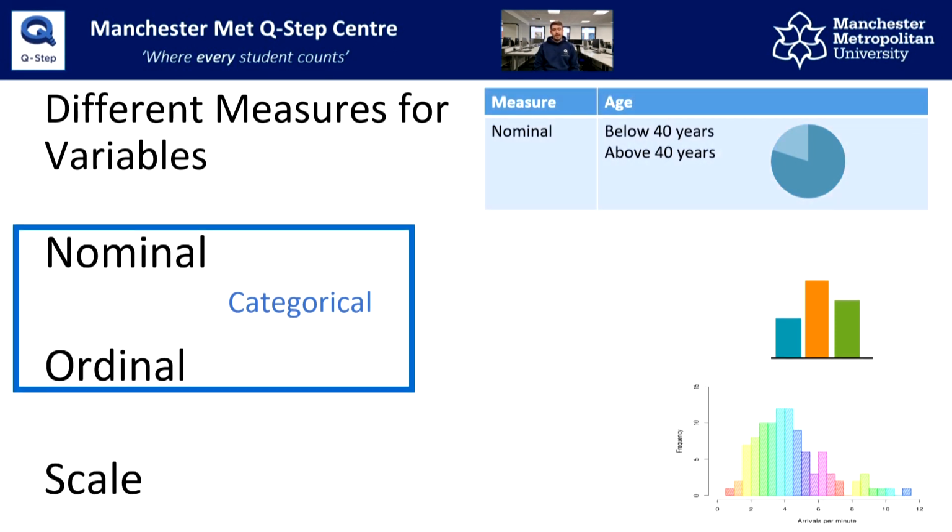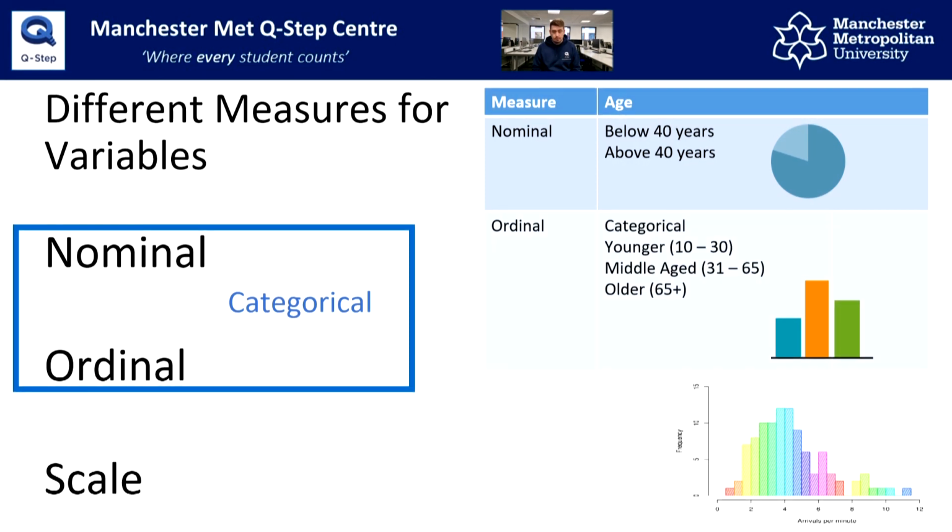So what you have here is an example of how age can be measured in 3 different ways. As you can see in the first one, we've got age as a categorical variable where you have below the age of 40 and above the age of 40. And we often recommend to use a pie chart when working with nominal data that has categories with no hierarchy.